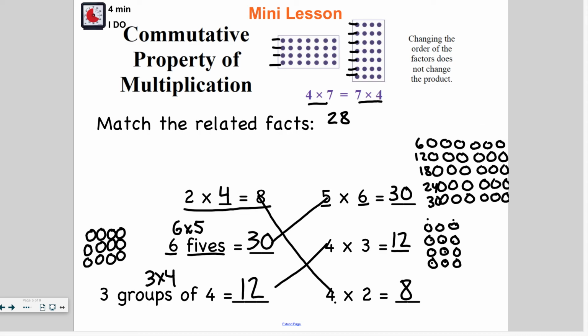Today in Schoology, you're completing the Lesson 8 problem set. Most of the work will be review, looking at arrays and matching them to equations, which we've done before, and some of it will be about the commutative property. So remember, the commutative property just means that when you switch the order of the factors, it does not change your answer.